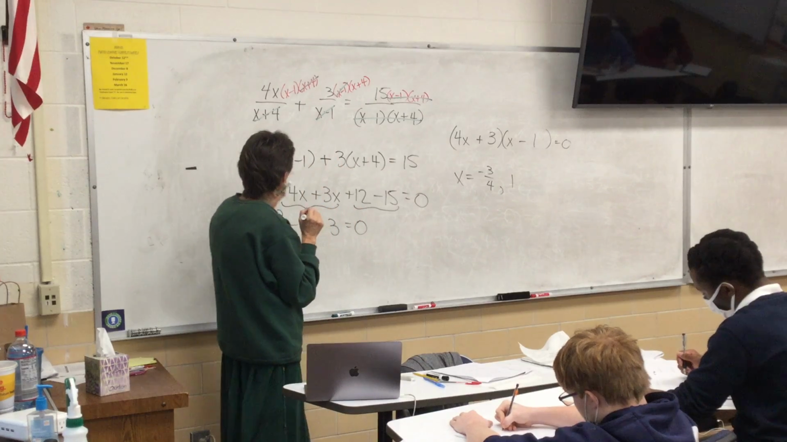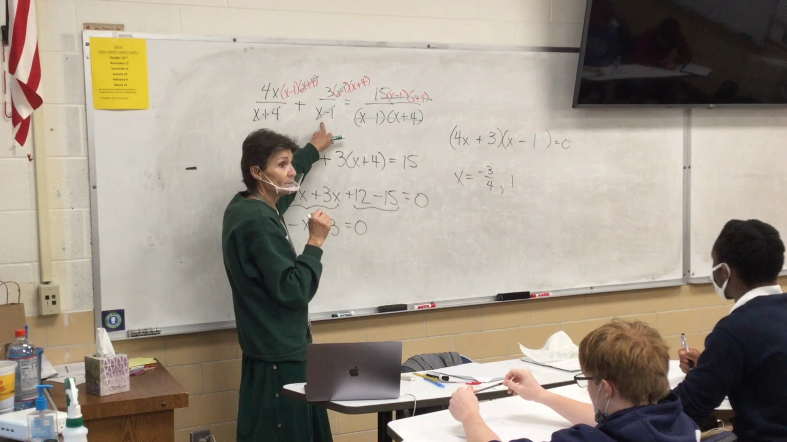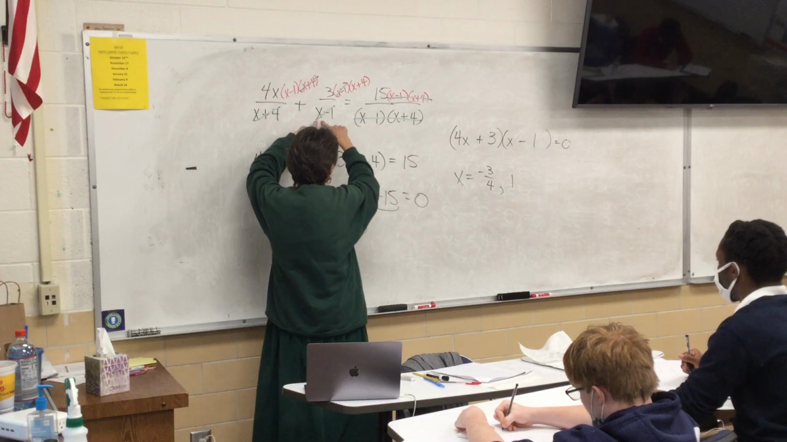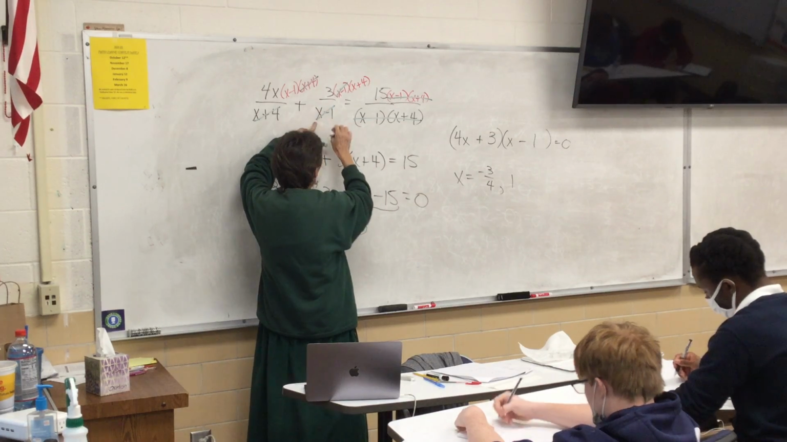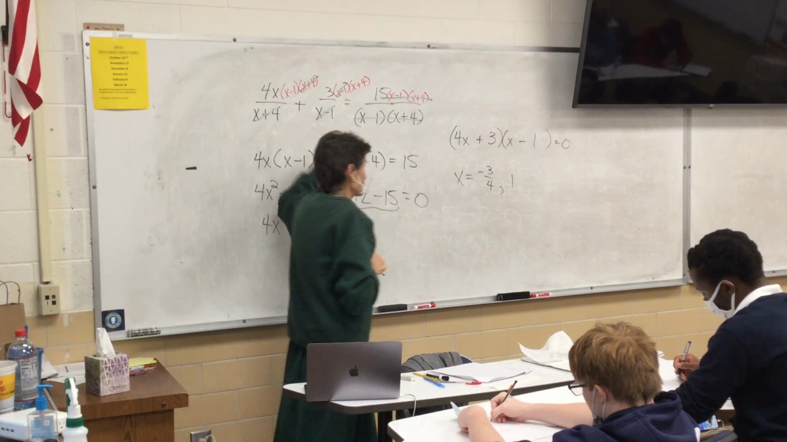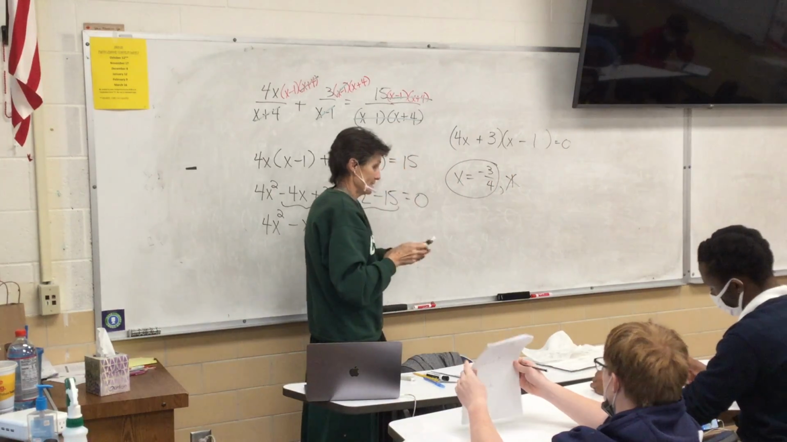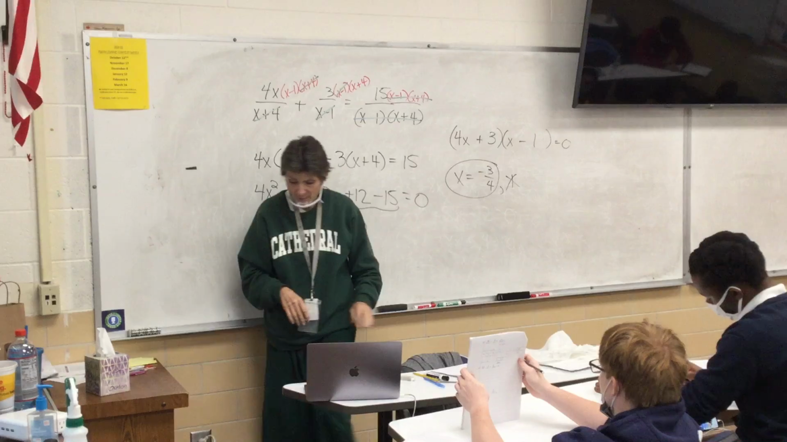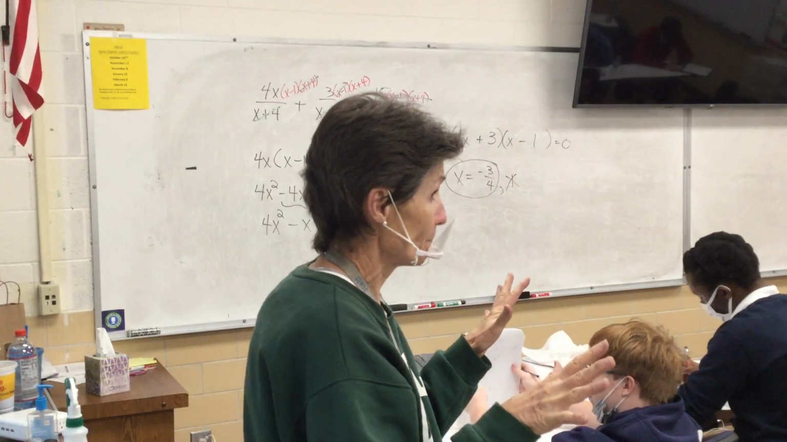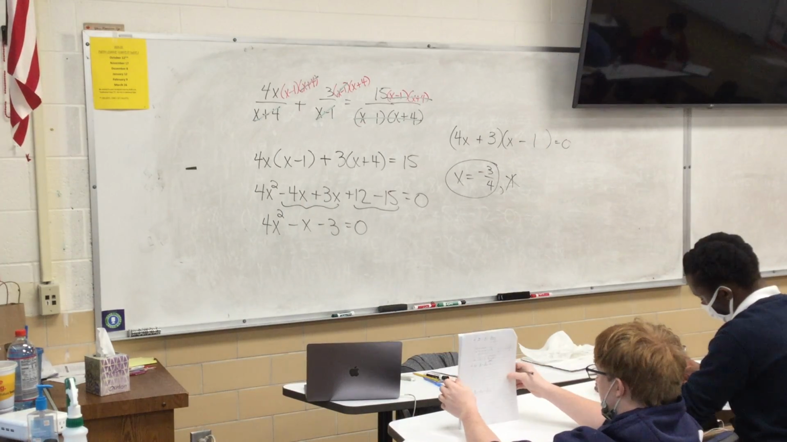Now, are either one of those gonna be bad news in my problem? The one's gonna be bad, because again, if I go to check it and I put 1 in right here, I have 1 minus 1 in the denominator. Not allowed. So I'm gonna cross that one out, and the only answer to the problem is negative 3/4. There are some problems where both answers are fine. And there are some problems where neither answer is fine. And it just happens.